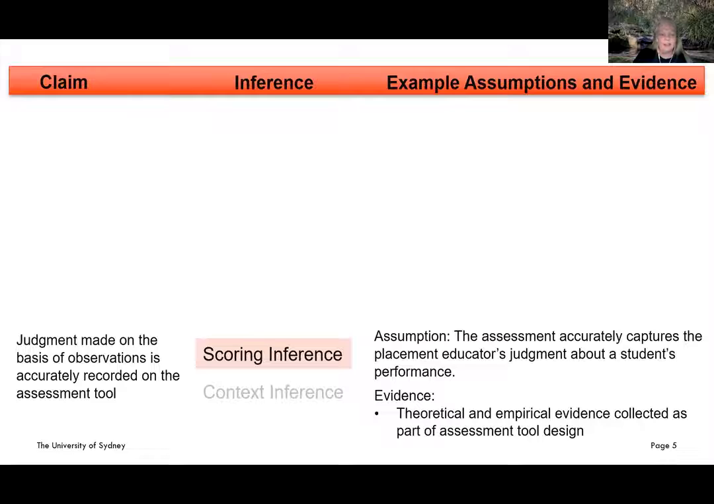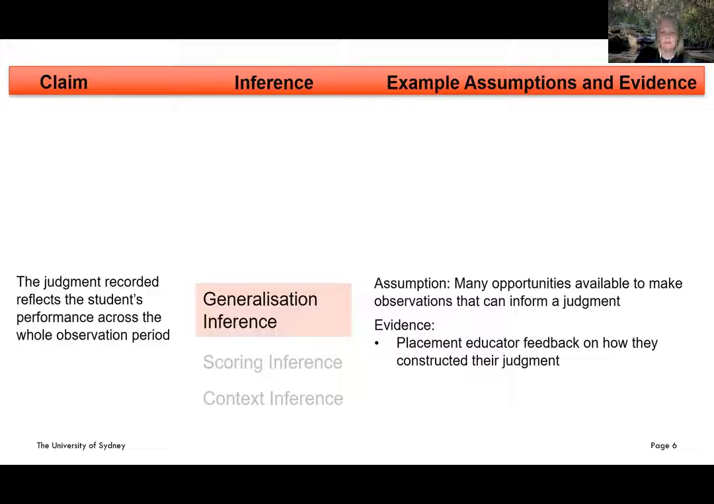At the scoring inference, one of the assumptions is that the assessment tool accurately captures the placement educator's judgment about a student's performance, and the theoretical and empirical evidence that we've been collecting as part of our assessment tool design would contribute to the argument for this claim. An assumption at the generalisation inference is that the placement educator has many opportunities available to make observations that can then inform their judgment. An example of evidence might include placement educator feedback on how they constructed their judgment, which would indicate that they drew on multiple and detailed observations across the placement.